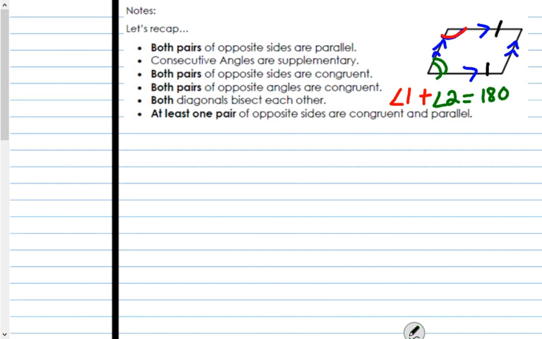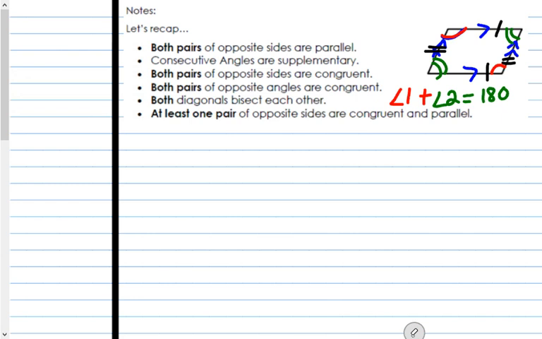So this side is congruent to this side, and this side is congruent to that side. I know it's getting a little bit messy right there. Both pairs of opposite angles are congruent. So the red angles are congruent to each other, and the green angles are congruent to each other. The opposite angles are congruent.